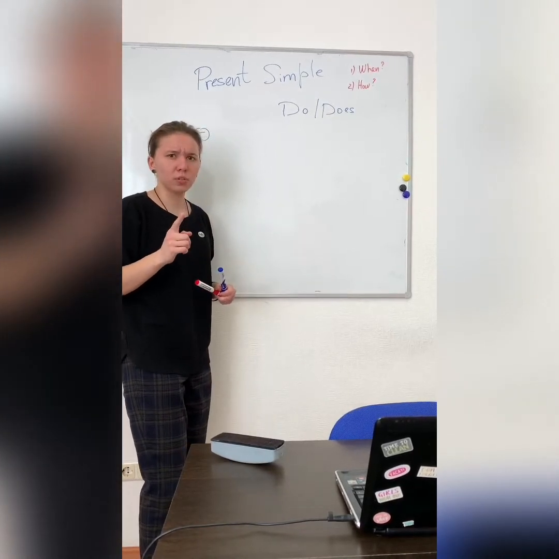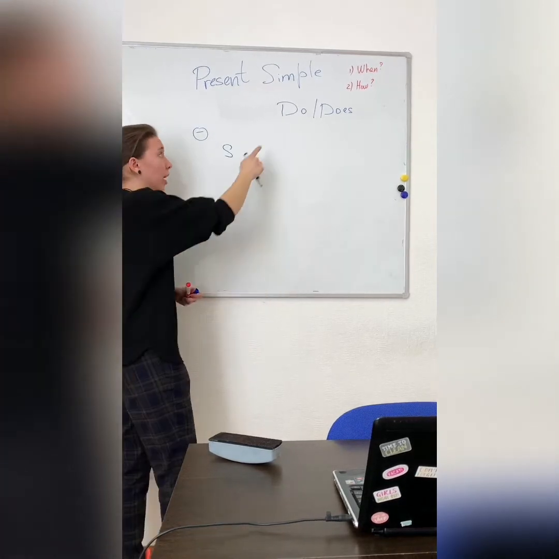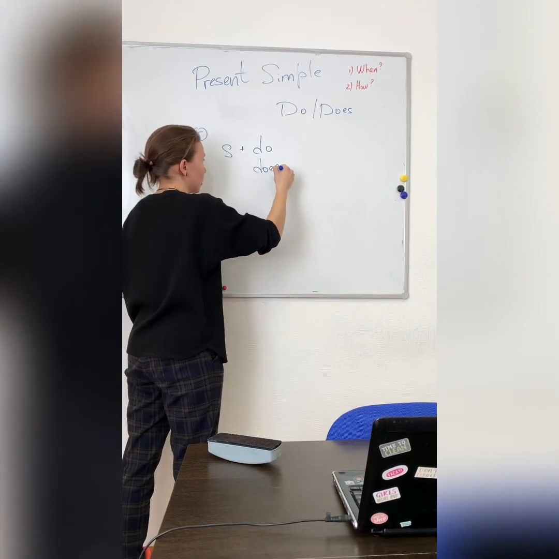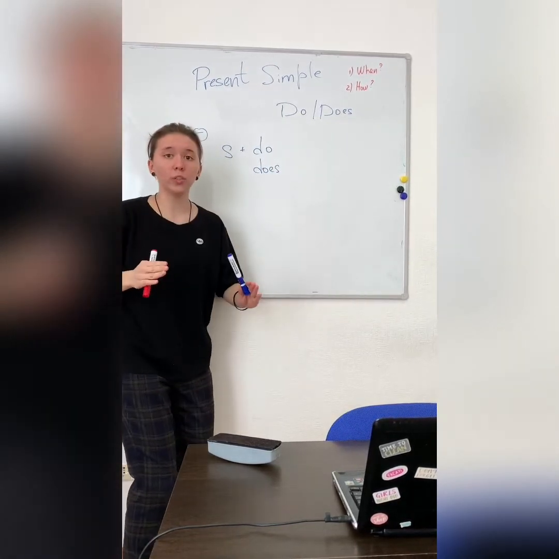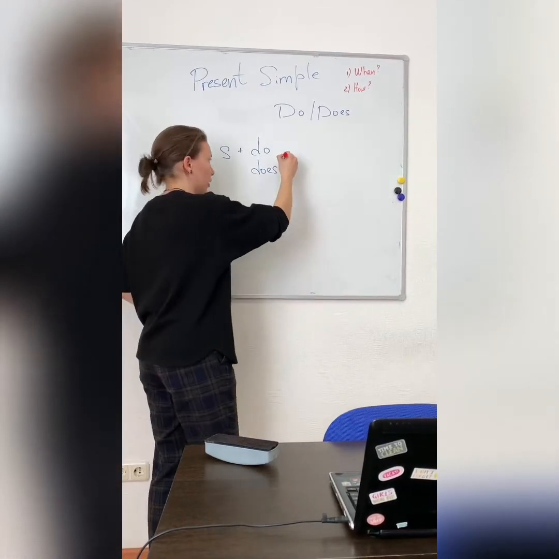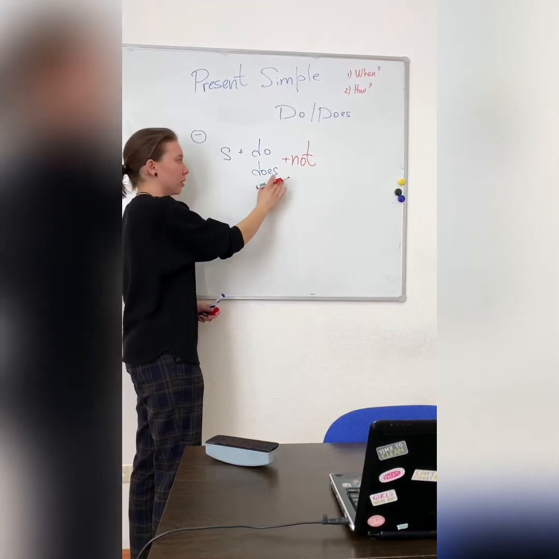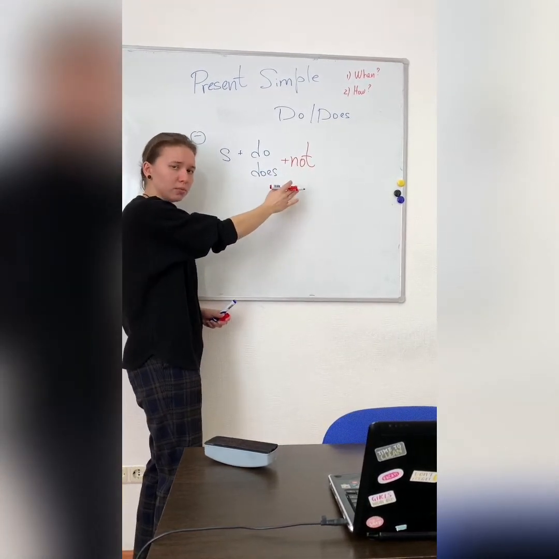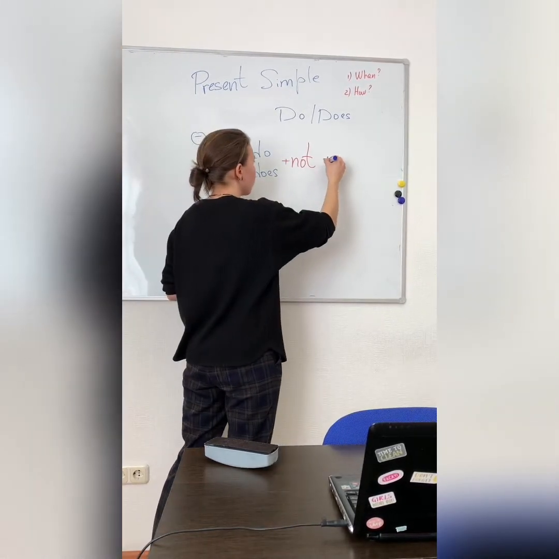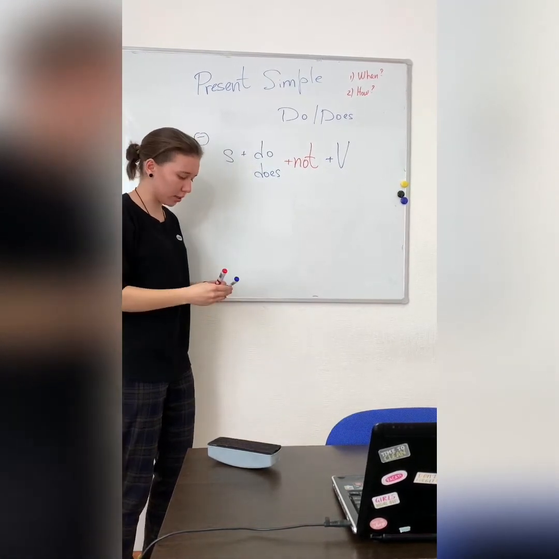What goes first? Yep, a subject. Then after that we have do or does. Do, does. And it is for all negatives. If you see a negative sentence, it means that you always have not. Do not, does not. Understandable? That's easy. And what goes next? How do you think? Yeah, a verb. That's all.